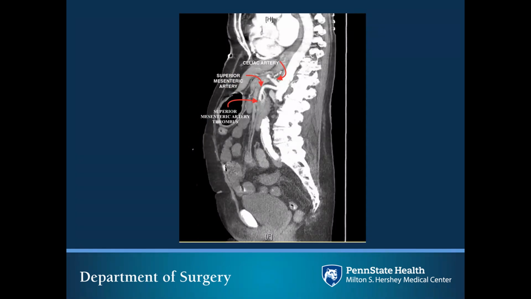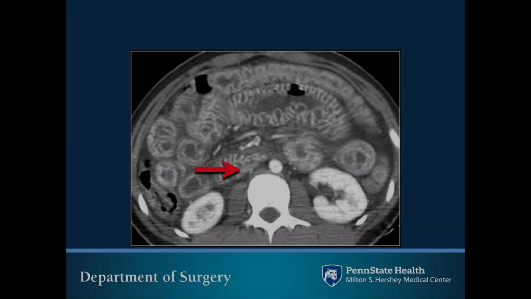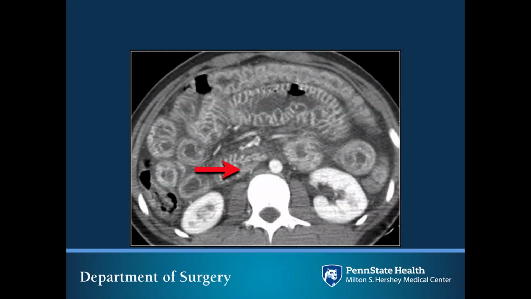This is an example of a CTA showing a sagittal view where you can see the takeoff of the celiac axis as well as the SMA. If you look within the SMA, however, you see that there's an abrupt cutoff in the mid-SMA, which will be consistent with an embolic source. Next, I will show a few images of nonspecific signs that may be associated with mesenteric ischemia.